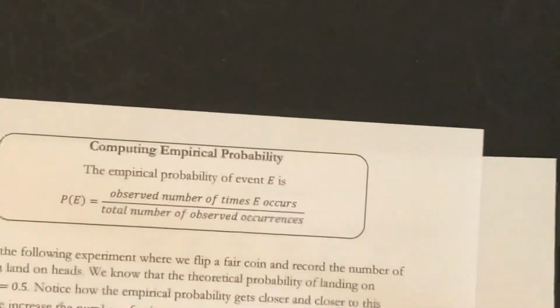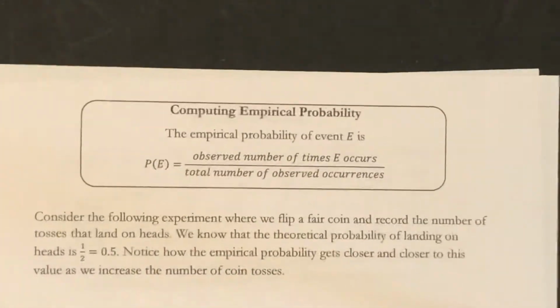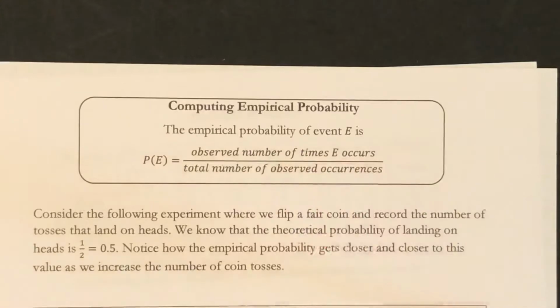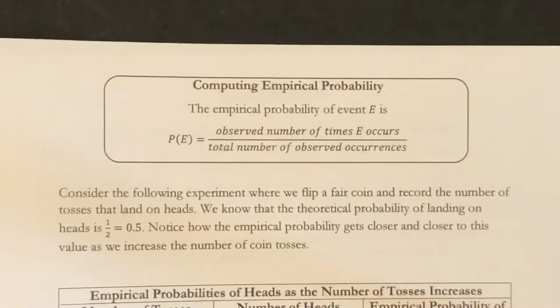Okay, so how do you compute the empirical probability? The observed number of times E occurs. This is basically the same idea. It's how many times can that event occur, or how many times have we observed that that event occurred, over the total number of observed occurrences. Okay. So let's talk about this.